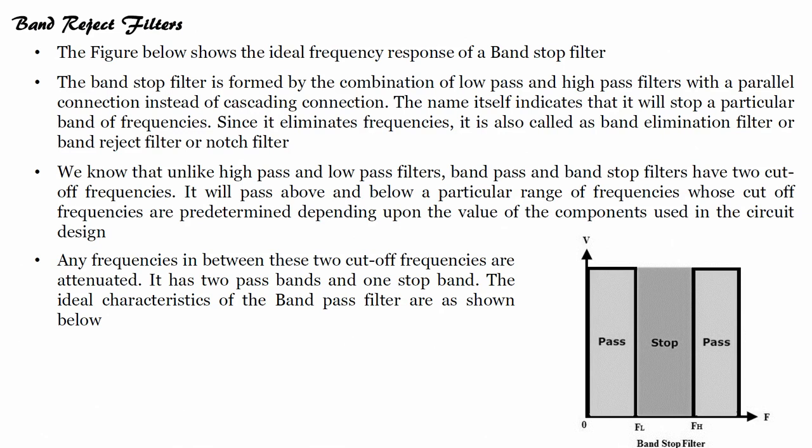Unlike high pass and low pass, band pass and band stop filters have two cutoff frequencies. You can see here FL and FH, two cutoff frequencies. It will pass frequencies above and below a particular range whose cutoff frequencies are predetermined depending on the values of components used in the circuit design. By changing the values of R and C, we can change the values of FL and FH, so we can pass a certain band of frequencies or reject a certain band. Any frequency between these two frequencies is attenuated. It has two pass bands and one stop band, as you can see from the figure.